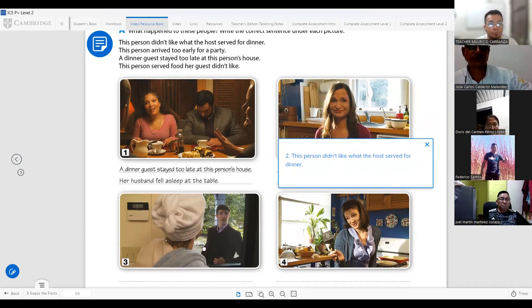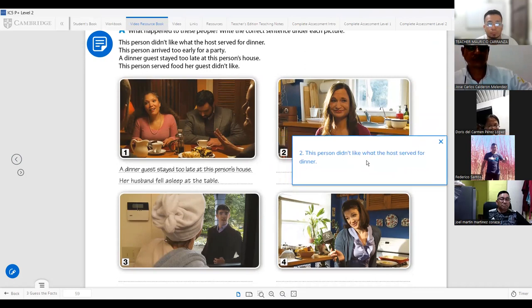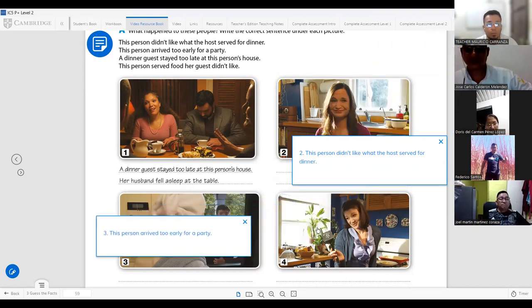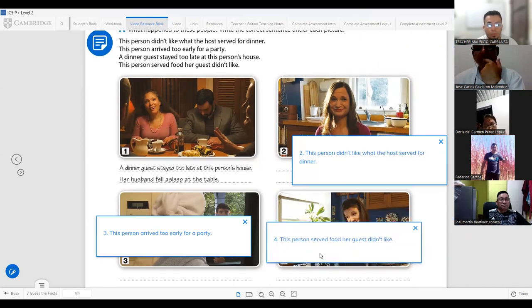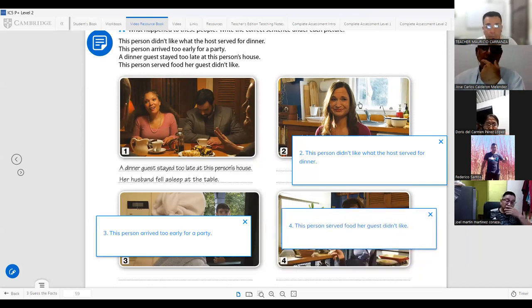What about 3? This person arrived too early for a party. Too early for a party. And number 4. So we only have 4, right? It says this person served food her guest didn't like. So these two are linked together, right? It's the host and also the person who didn't accept.